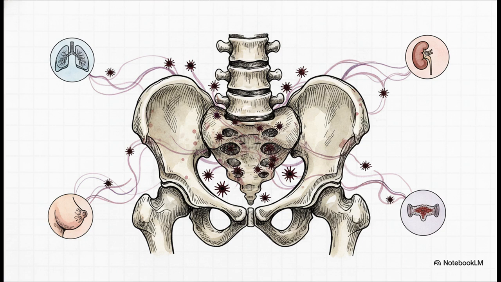Primary cancers from the breast, prostate, lung, and renal cells love to spread to bone. When they do, they most commonly settle in the vertebrae, the pelvis, and the femur. So if you see a destructive bone lesion in an older adult, your first thought shouldn't necessarily be primary bone cancer. You need to start hunting for a primary tumor elsewhere.